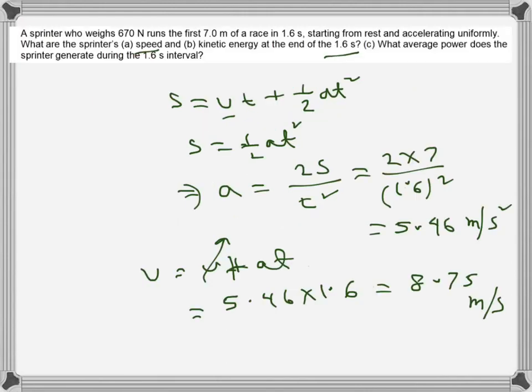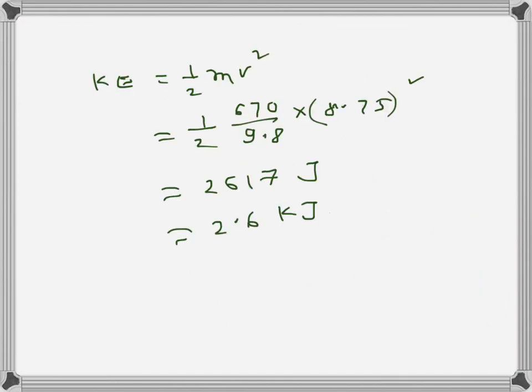Now the last part is, what average power does the sprinter generate during the 1.6 second interval? In that interval, what is the average power that the sprinter generates? So this is the kinetic energy towards the end of that. Initially the kinetic energy was 0, and towards the end it's 2.6 kilojoules. So that much work is done in that time interval. So average power will be the work done in that interval divided by the interval time.